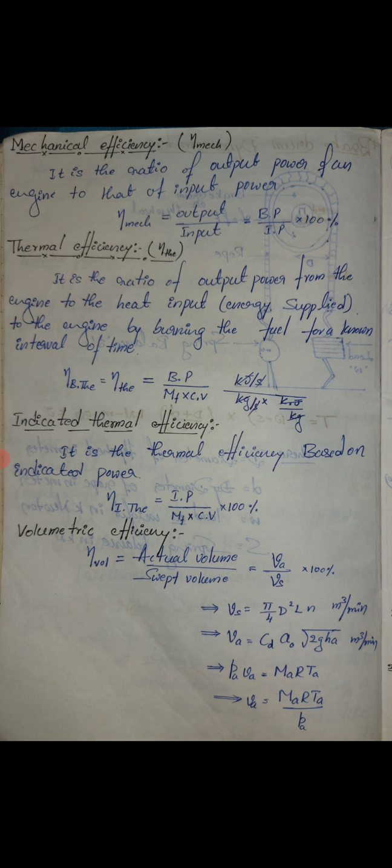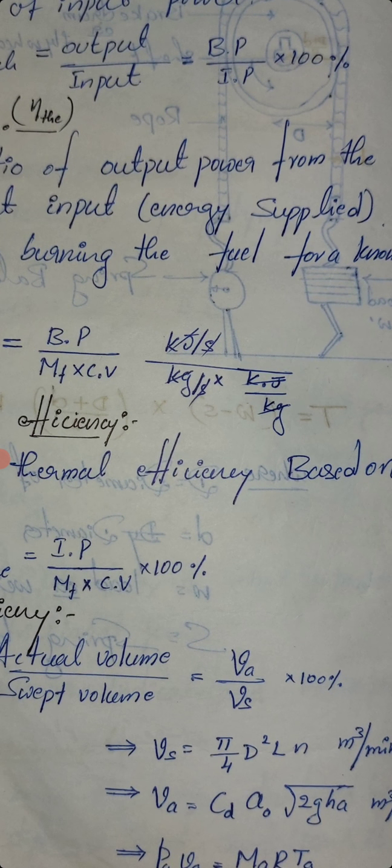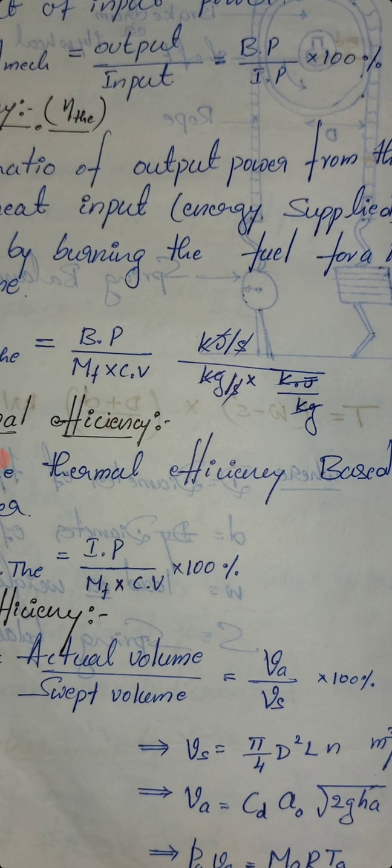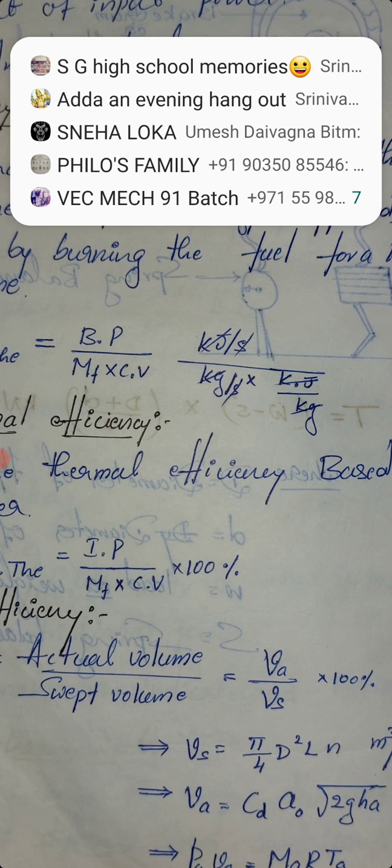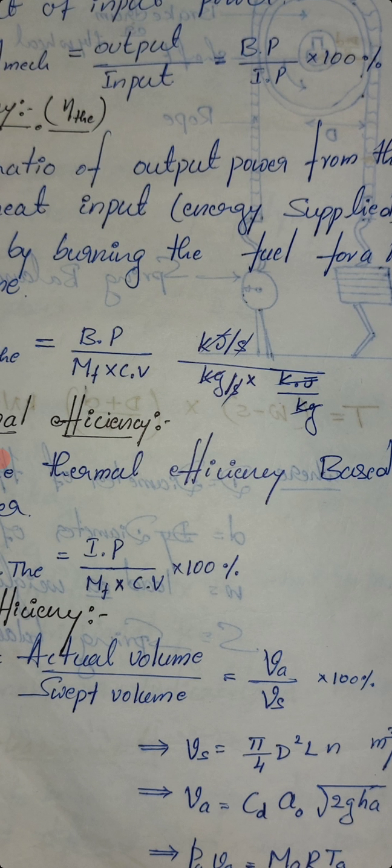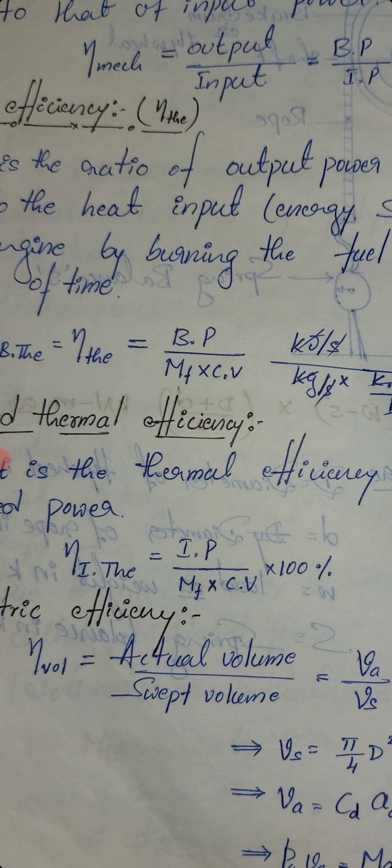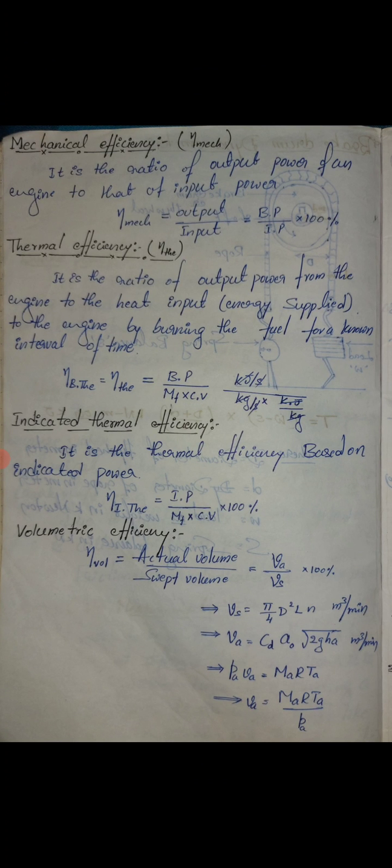We know that BP is measured in kilowatts, which is kilojoules per second. MF, the mass of the fuel burned, meaning how much fuel you have supplied in a certain time, is in kg per second. Calorific value is given in kilojoules per kg. So kilojoules, kg, seconds, all the units get cancelled. Since this is an efficiency, we won't get any units here.